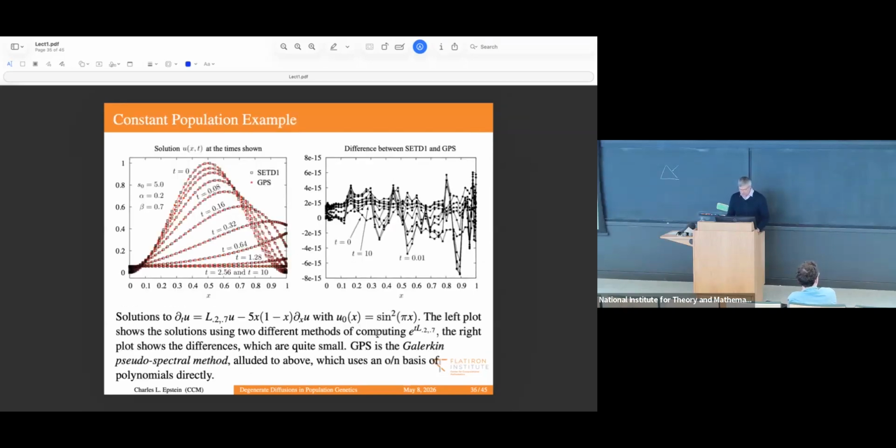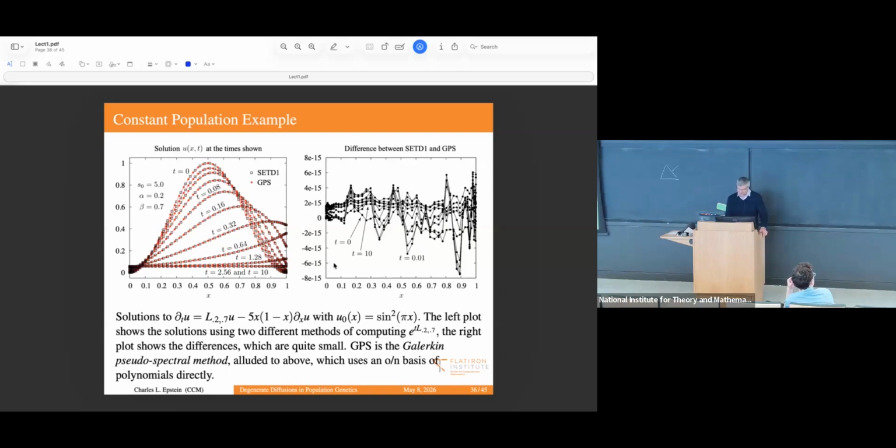Okay, so we do some examples with this method. We're solving the heat equation with alpha equal to 0.2 and beta equal to 0.7. And then we have this selection term, minus 5x times x minus 1. And the initial data is the sine squared of pi x. So it goes from 0 to 0, but through this hump here. And we evaluate this using our method.